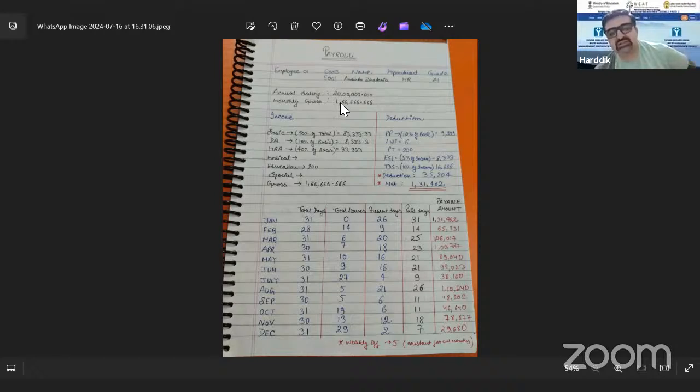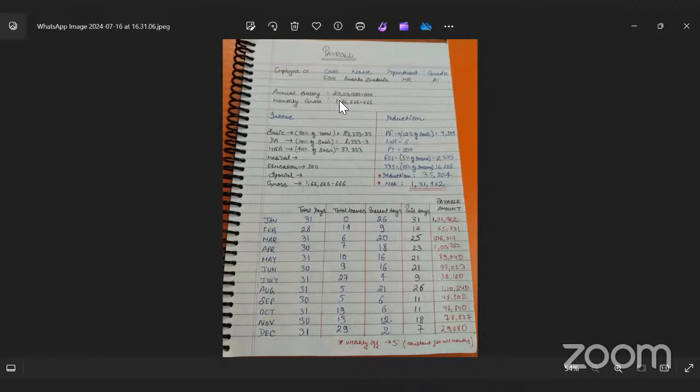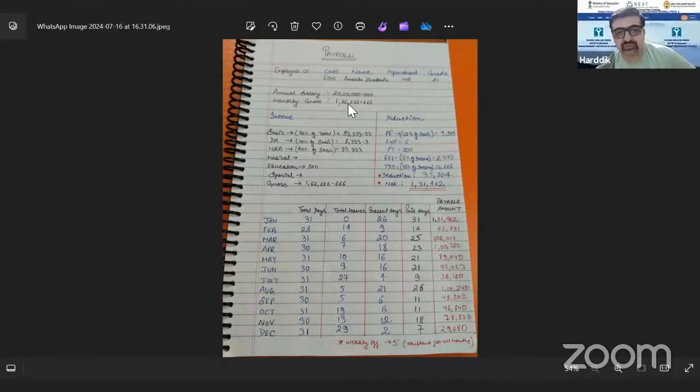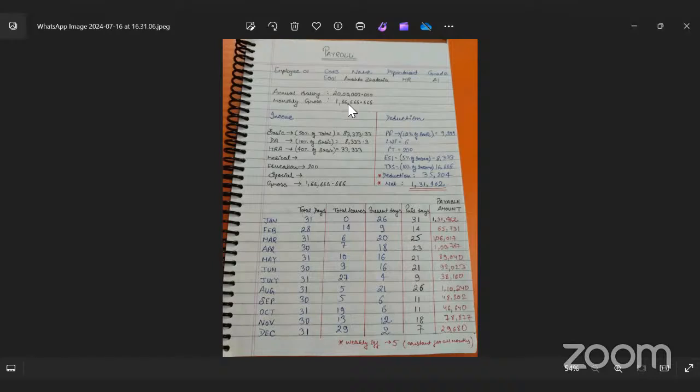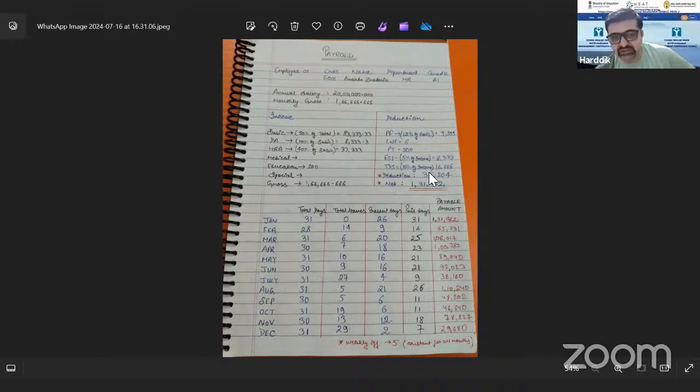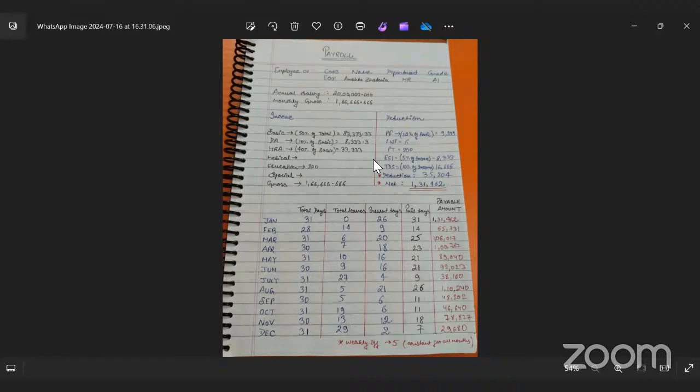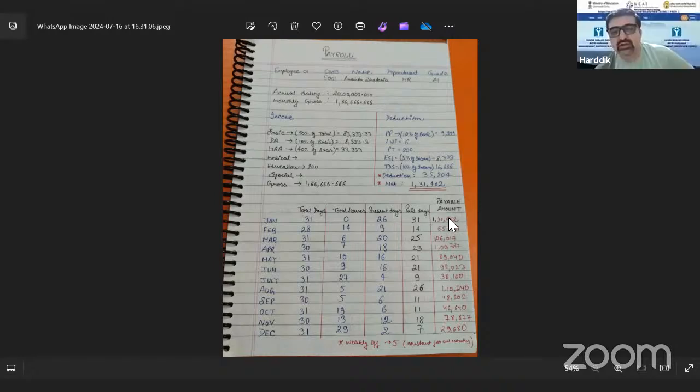So 1.66 lakh is your monthly gross. Under normal circumstances, if you work for all 30 days, this is the amount that you would have got. So this could have been your earning, out of which there were certain deductions. And 1.31 could have been your net payment if you had worked for all 30 or 31 days. Okay, sir. So I have to change the payable amount every month. Yes, this net amount will change, right?